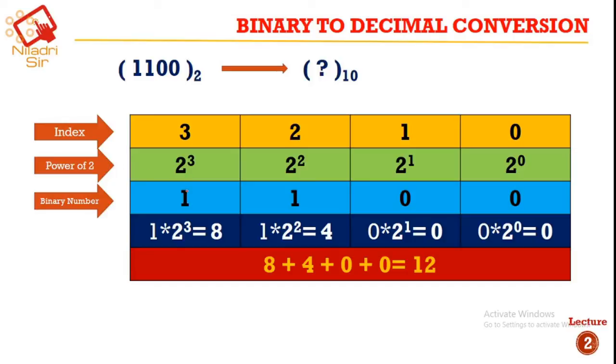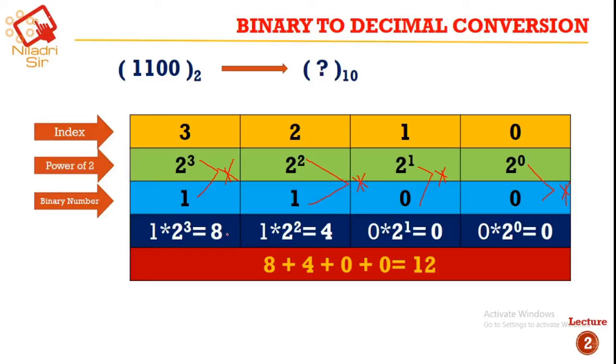Okay, so we have to multiply this one with this one. We will multiply this with this, this with this, this with this, and we will multiply all of these. Okay, so these are the multiplication answers.